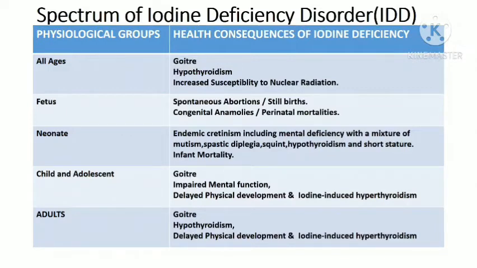In children and adolescents, we can see the health consequences of goiter, impaired mental function, delayed physical development, and sometimes iodine-induced hyperthyroidism. In adults, we can have goiter, hypothyroidism, impaired mental function, and iodine-induced hyperthyroidism also.